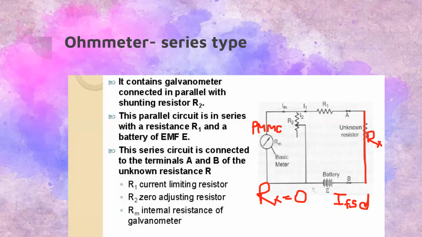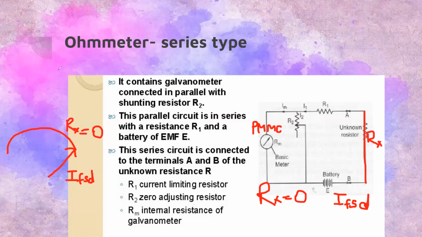FSD means full scale deflection. Please remember this. It comes in many numericals. IFSD means maximum current, full scale current. So if I make a meter here, then when Rx is equal to zero, this is your meter. I'm sure you must have seen meters in the laboratory, right? When Rx is equal to zero, you get full deflection. This is IFSD, full scale deflection. The current is very happy, there is zero resistance, and the whole meter pointer has swung all the way to here. Maximum current.